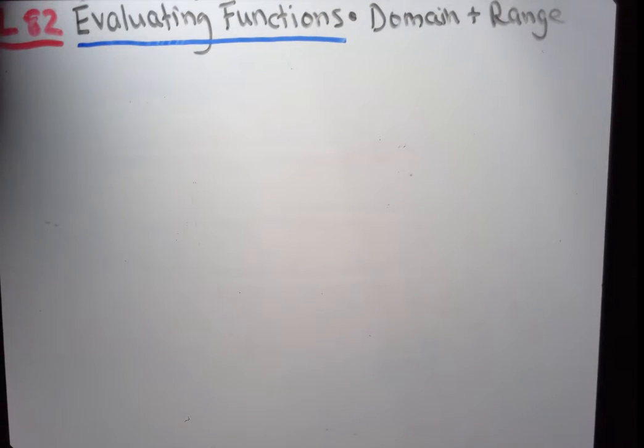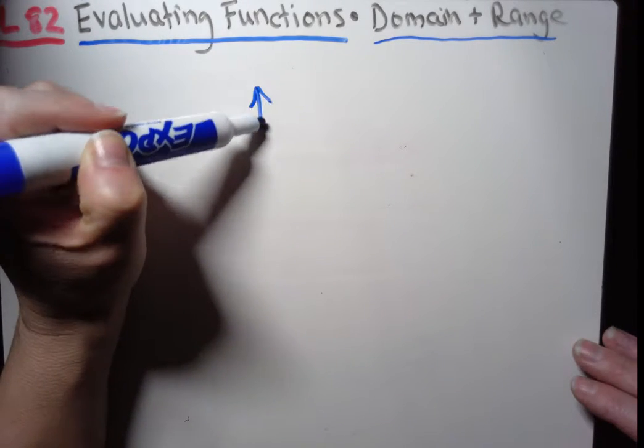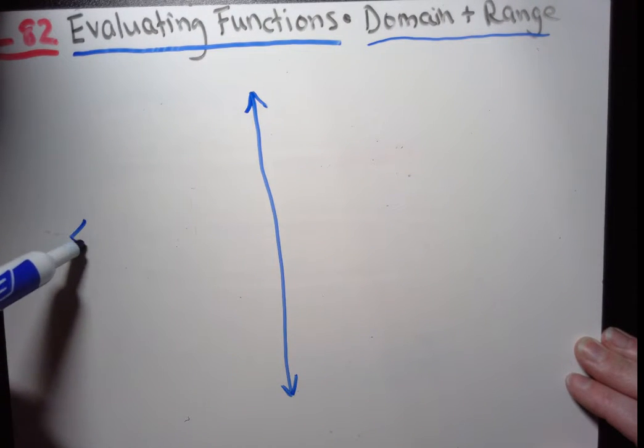And now we're going to talk about what is domain and range. So domain and range can be confusing when you're first learning them. So the domain of a function is just telling you about the inputs of the function.